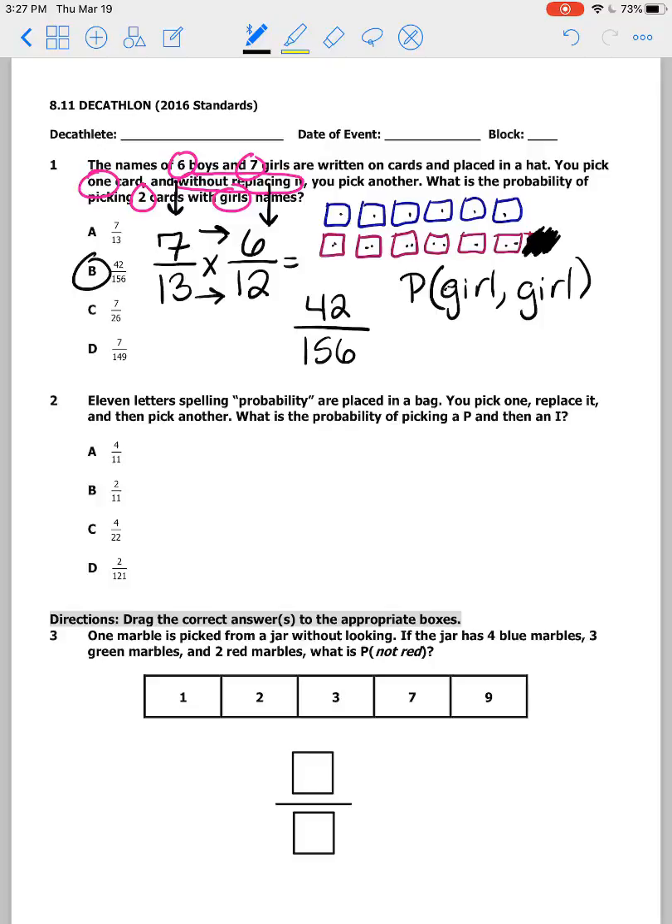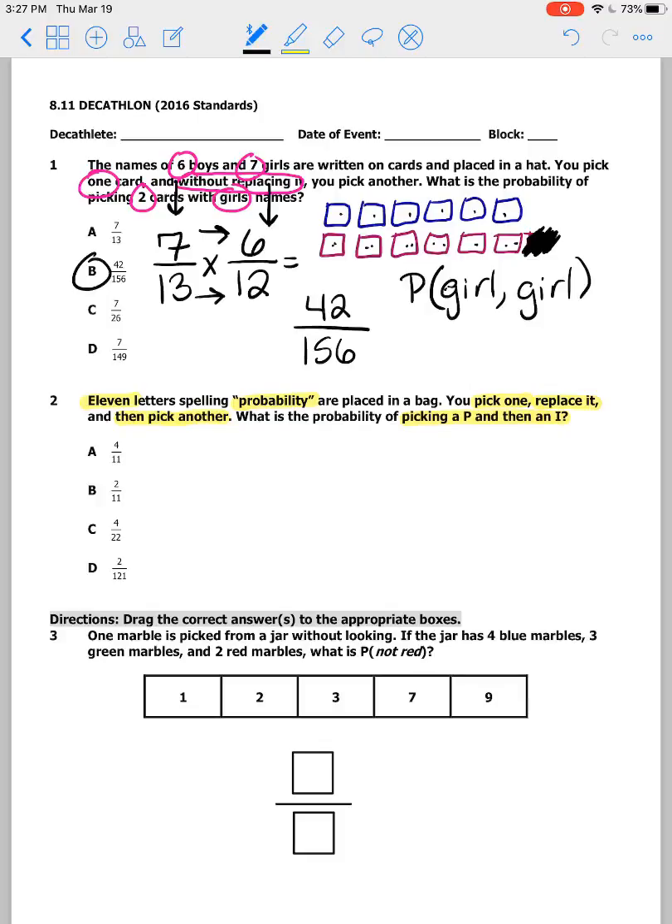Number 2, let's get a highlighter. 11 letters spelling probability are placed in a bag. You pick one, you replace it, and then you pick another. What is the probability of picking P and then I?